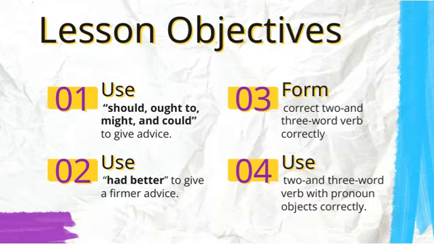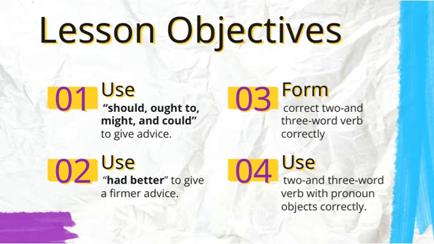Today, we're focusing on how to correctly form and use different types of verbs and expressions for giving advice. First, you'll want to remember to correct 2- and 3-word verbs when necessary, making sure they fit the context properly. We also use had better to give firmer advice. It's a way to strongly suggest what someone should do.